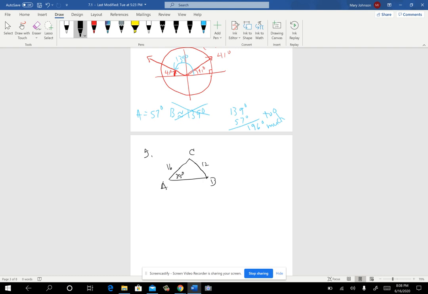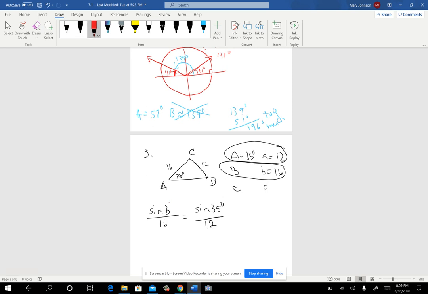All right, so now I'm thinking about finding all the rest of the angles and making sure I can get all the sides. So I know little b is 16, I know little a is 12, and I know the angle A is 35 degrees. So I start off by forming a proportion using these two. And I'm looking for the angle, so I'm going to write it with the angle on top. And I like my unknown in the top left corner. I think you'll find it a whole lot easier. Okay. All right, so we're trying to solve for B.